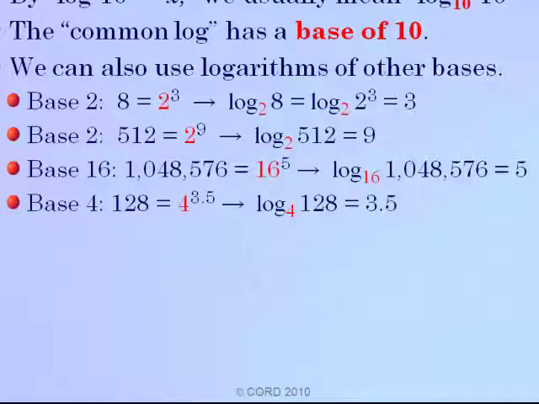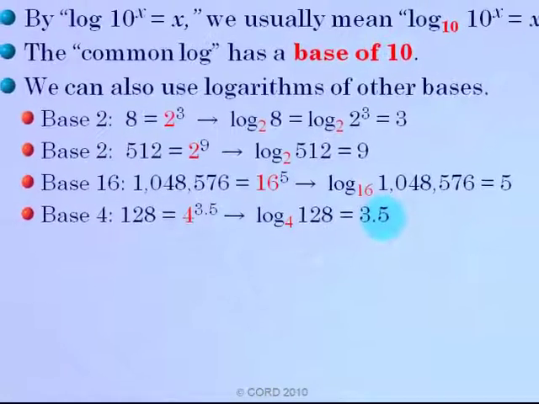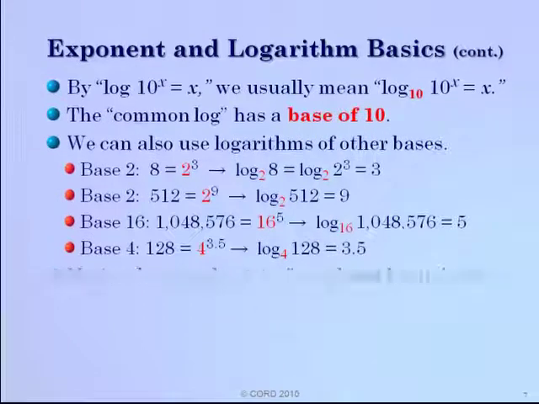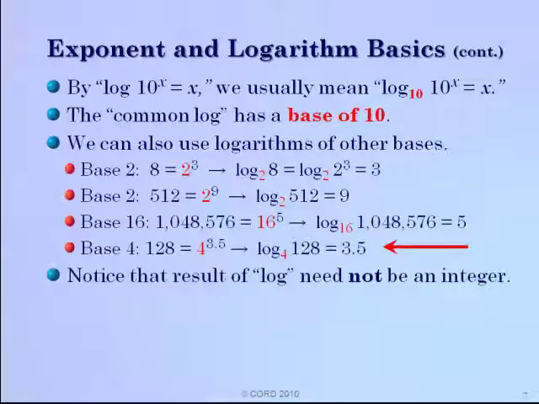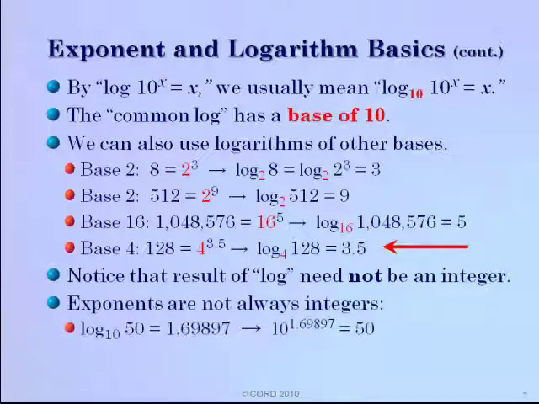We could have base 4 numbers. 128 is equal to 4 raised to the 3.5 power. And the log base 4 of 128 equals 3.5. Did you notice something different here with this one? Notice that the result does not always have to be an integer. Here we had an example where it was not an integer. 4 raised to the 3.5 power. If we take the log base 4 of that, sure enough, it comes back as 3.5. It undoes the exponent function. Just like exponents are not always integers, our log function will deal with that.